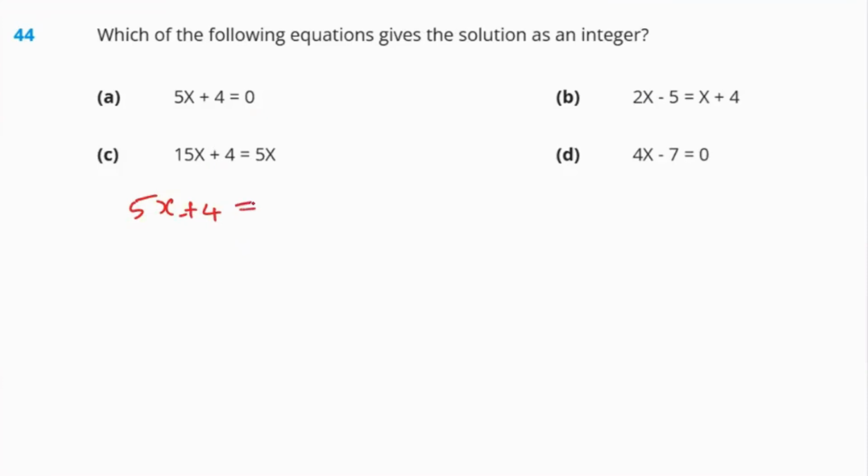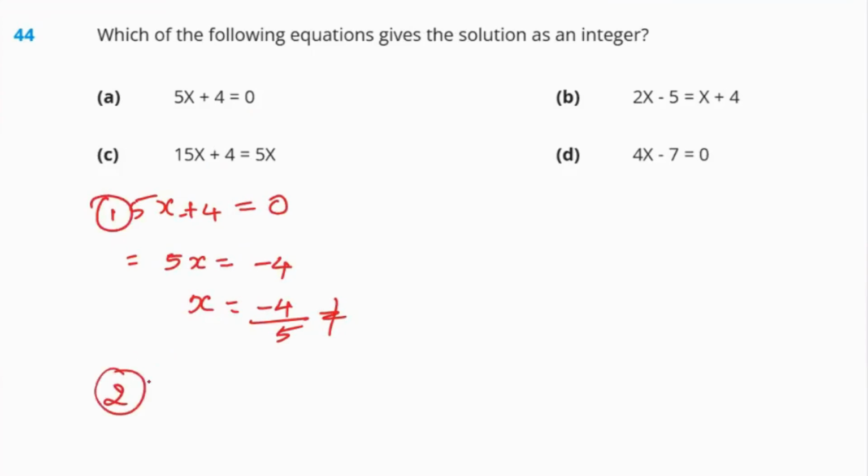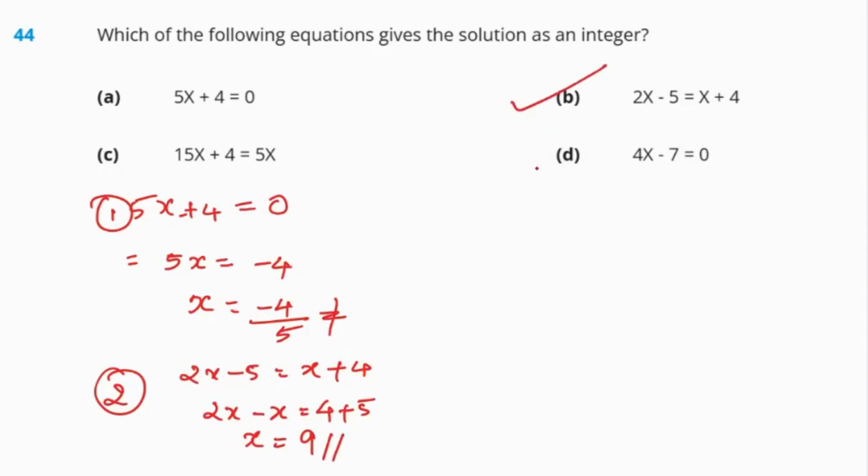First case, we will check the first case. 5x plus 4 is equal to 0, so 5x is equal to minus 4, and x will be minus 4 by 5. This is not an integer. Second case, we will check 2x minus 5 is equal to x plus 4. Here, 2x minus x, and 4 plus 5. So x is equal to 5 plus 4, which is equal to 9. In this case we are getting an integer, 9.